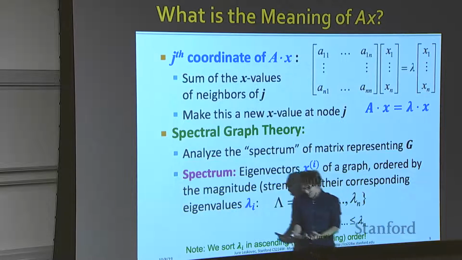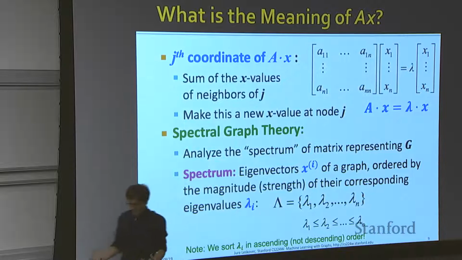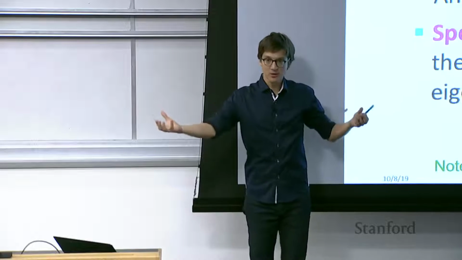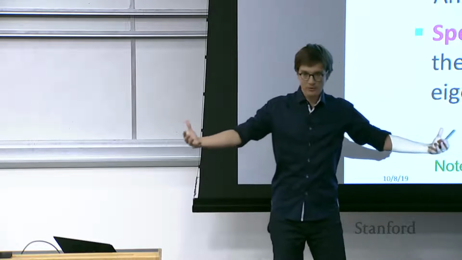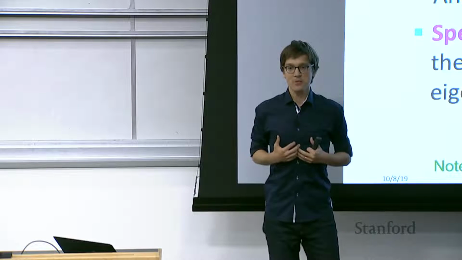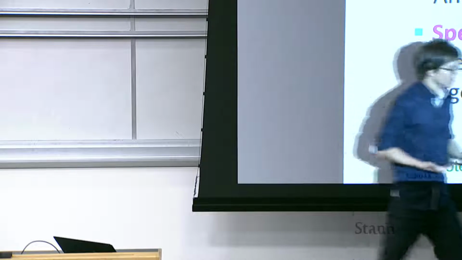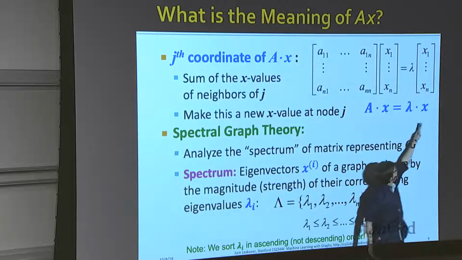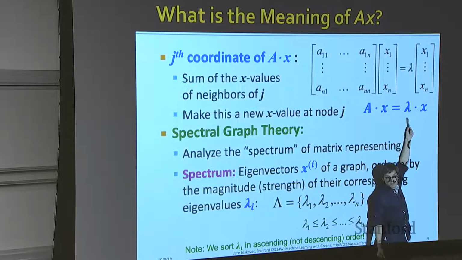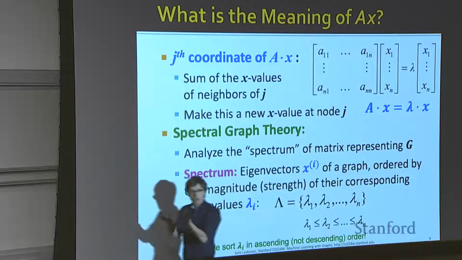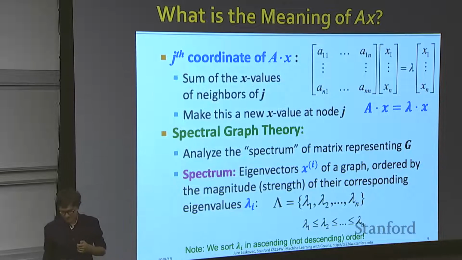Lambda is the eigenvalue, and x is the eigenvector. Eigenvectors are these miraculous distributions of values across the nodes, such that if every node sums these values across their neighbors, their total sum is the same as what they had before, just a bit bigger by this lambda factor. So everyone gets their value bigger by a lambda factor.